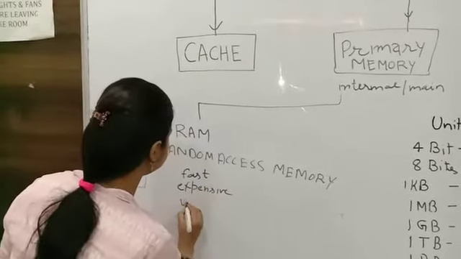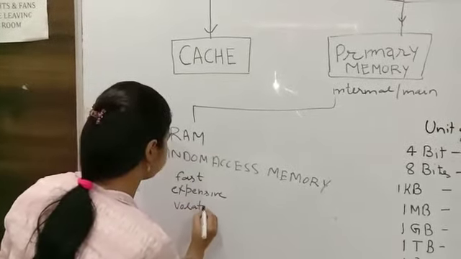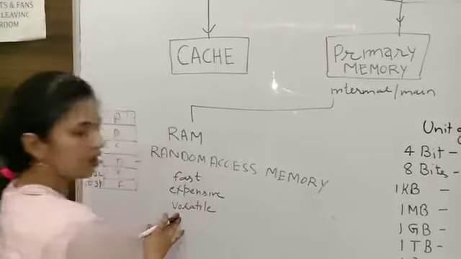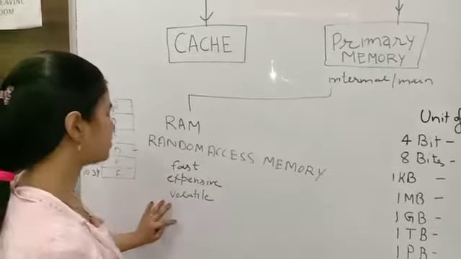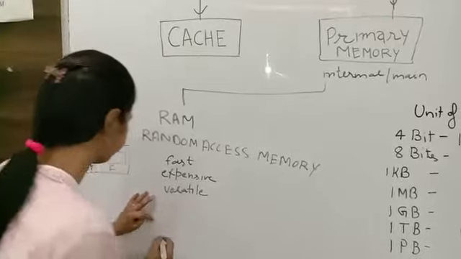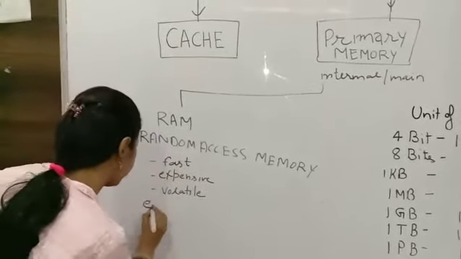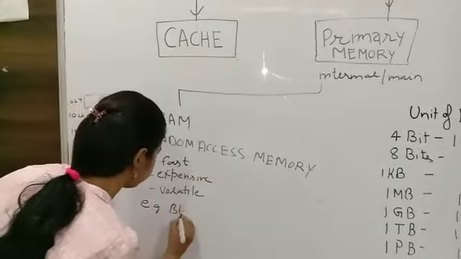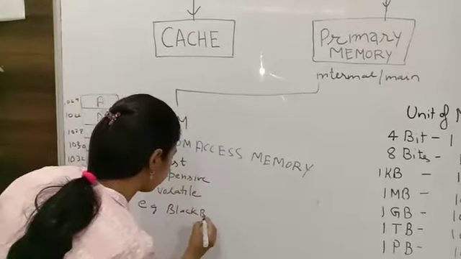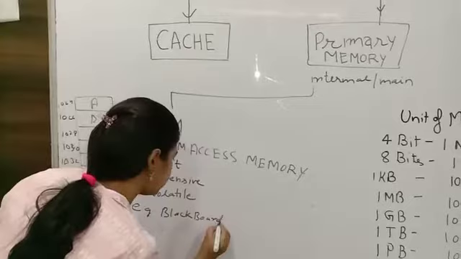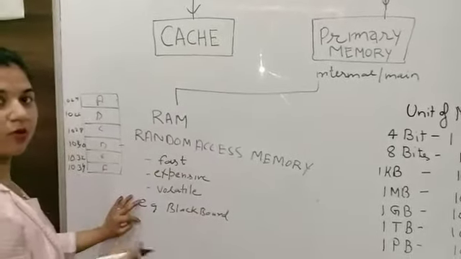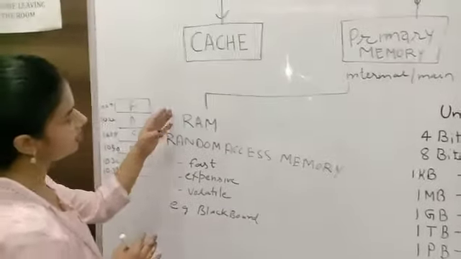This is volatile in nature. It holds data only while we have power supply. After that it fades away. An example of RAM is a blackboard. On a blackboard we can overwrite things. We can overwrite in RAM also.